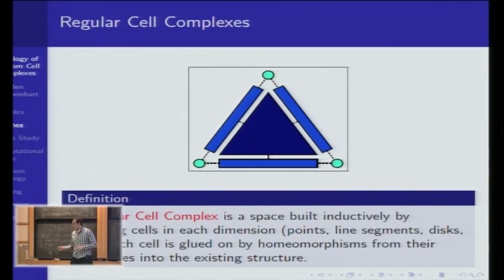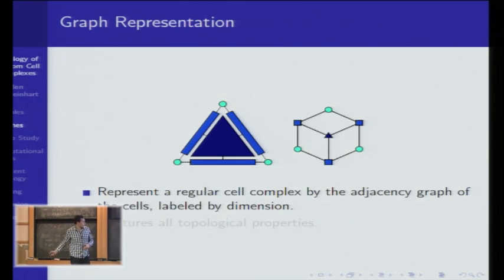Okay, so the reason we want to deal with regular cell complexes in particular is that we can describe their topology combinatorially. So we're going to use this to give a combinatorial description of the local topology of the cell complex. By that I mean the properties of a regular cell complex, the topological properties, are fully captured by the adjacency graph of the cells. So what we do is we take the cells and we label them by dimension.